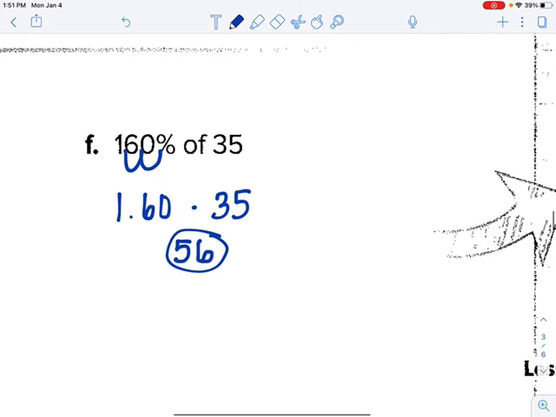And letter F, 160%, 2 places to the left is 1.60 times 35. You should get a number bigger than 35 since it's over 100%. And you do get 56.